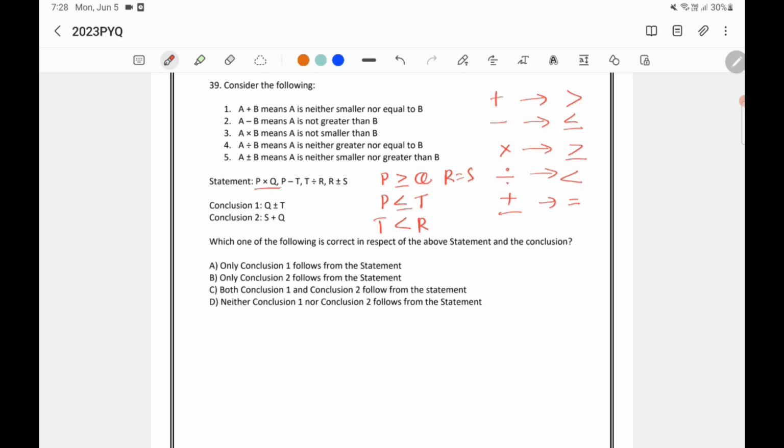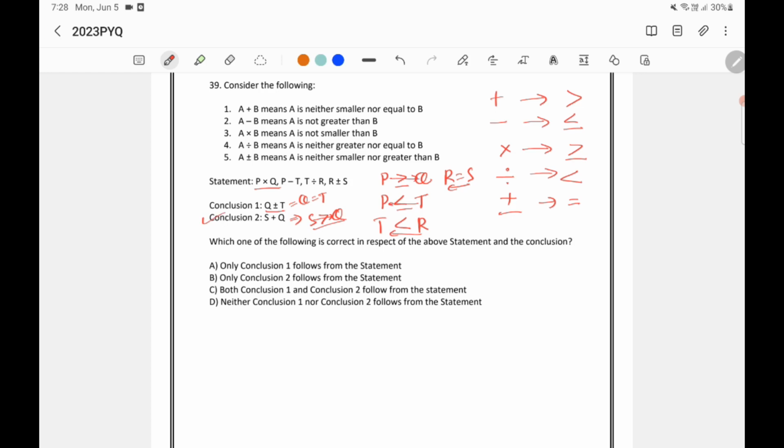Now the first conclusion is Q plus or minus T. That means Q is equal to T. And the second conclusion is S plus Q. S plus Q means S greater than Q. So I am taking the second conclusion first. S greater than Q means we can use the inequality trick here. We need to see whether we can move from S to Q. Here we can move from S to R, then R to T, then T to P and P to Q. So conclusion 2 is correct.